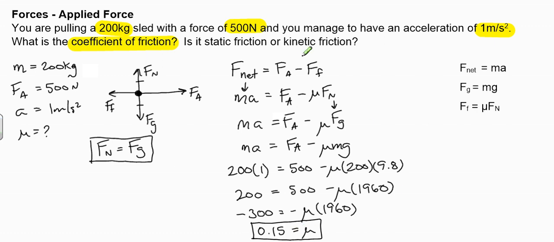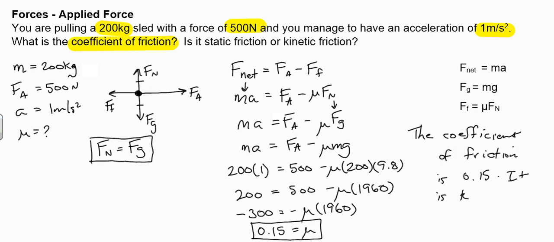The other part is: is it static or kinetic friction? The sled is actually moving, so if you recall, kinetic is the friction you feel when you are actually moving. So the answer would be kinetic friction. So just write that down. The coefficient of friction is 0.15, and it is kinetic friction.